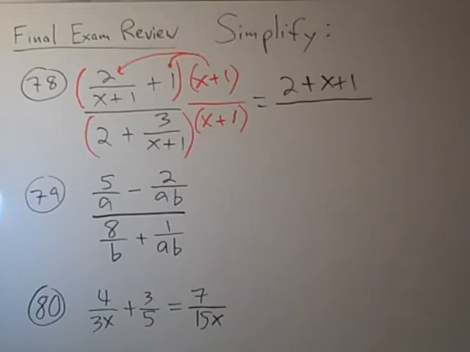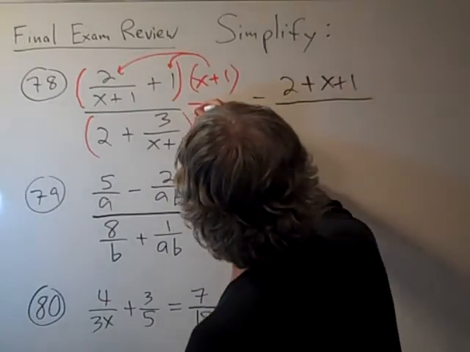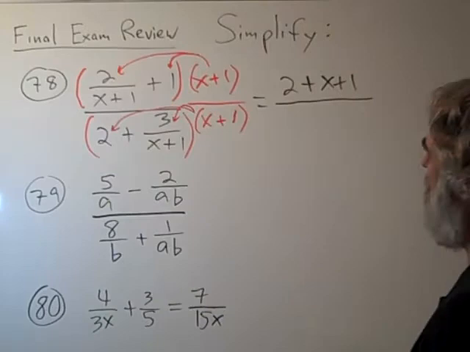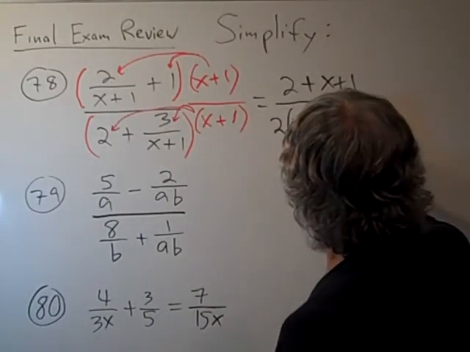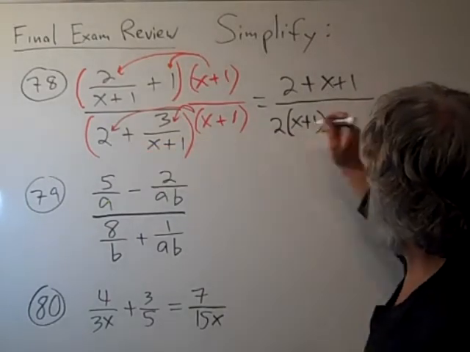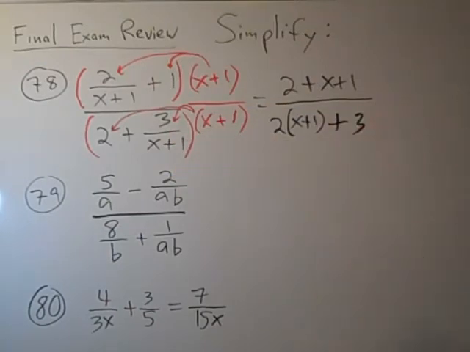Well, almost completely simplified. Now the denominator, the same thing happens. So the x plus 1 distributes to the first term and over to the second one. So we get 2 times x plus 1, and the plus, and then that last term, the x plus 1's cancel, so you're left with 3.